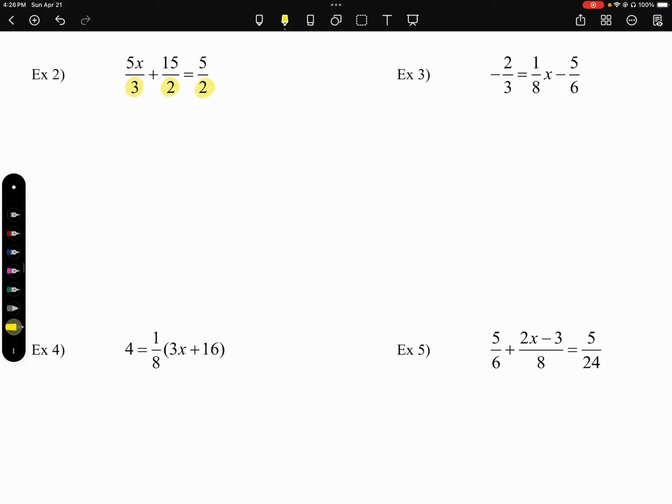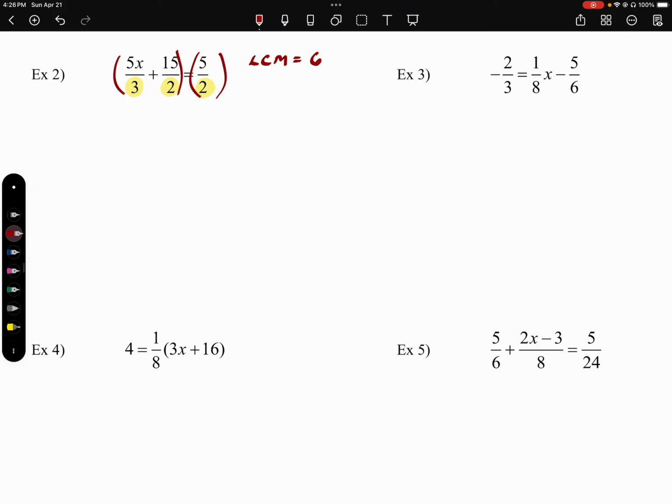So in this case, we need a number that 2 and 3 both go into. If you think about it, if you started counting by 2s, 2, 4, 6, 8, 10, and you started counting by 3s, 3, 6, 9, 12, notice there that we end up with 6 on both of them, right? So our least common multiple here is going to be 6. Both 3 and 2 go into 6.